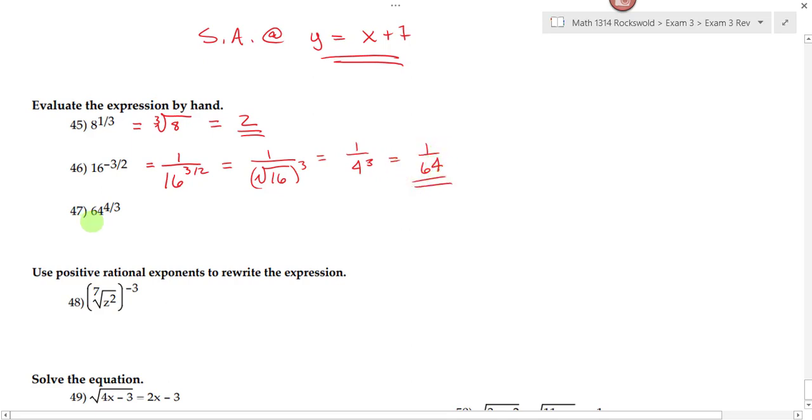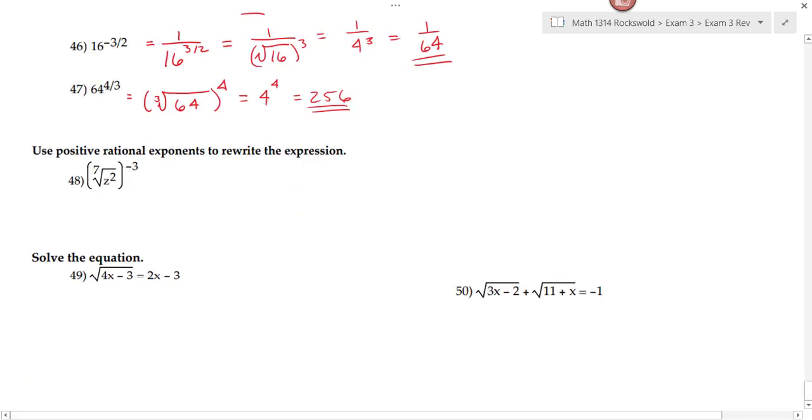On 47, we have 64 raised to the 4/3 power. I could rewrite that rational exponent as a radical, where this would be the cube root of 64 raised to the 4th. What is the cube root of 64? It's 4, and 4 to the 4th is 256. And if you need your calculator to figure out that's what that is, there's no shame in that.